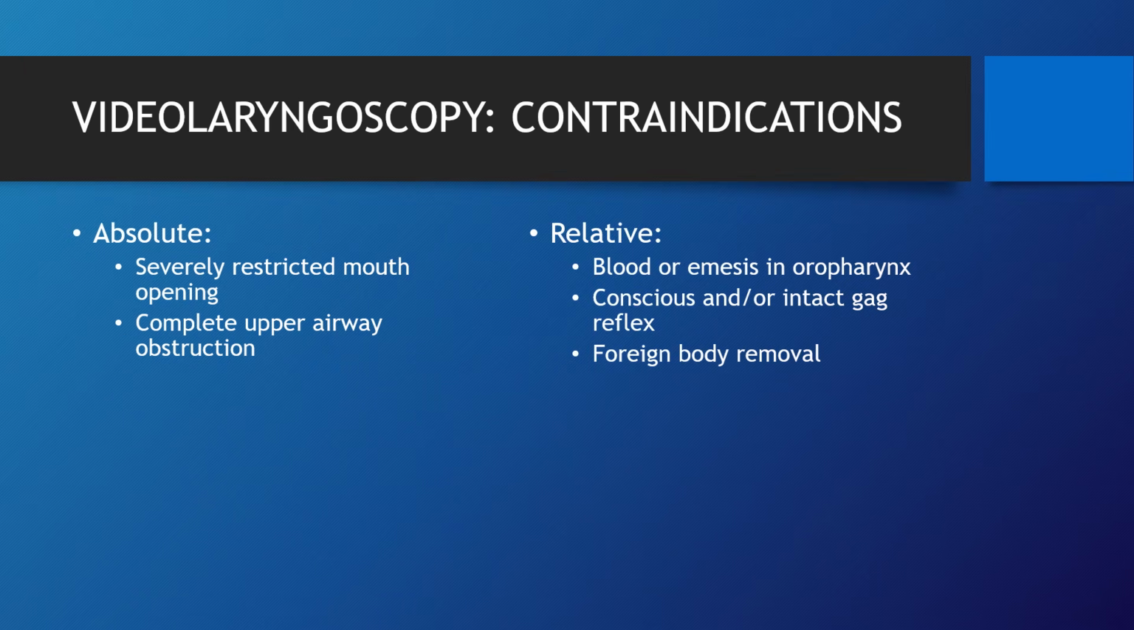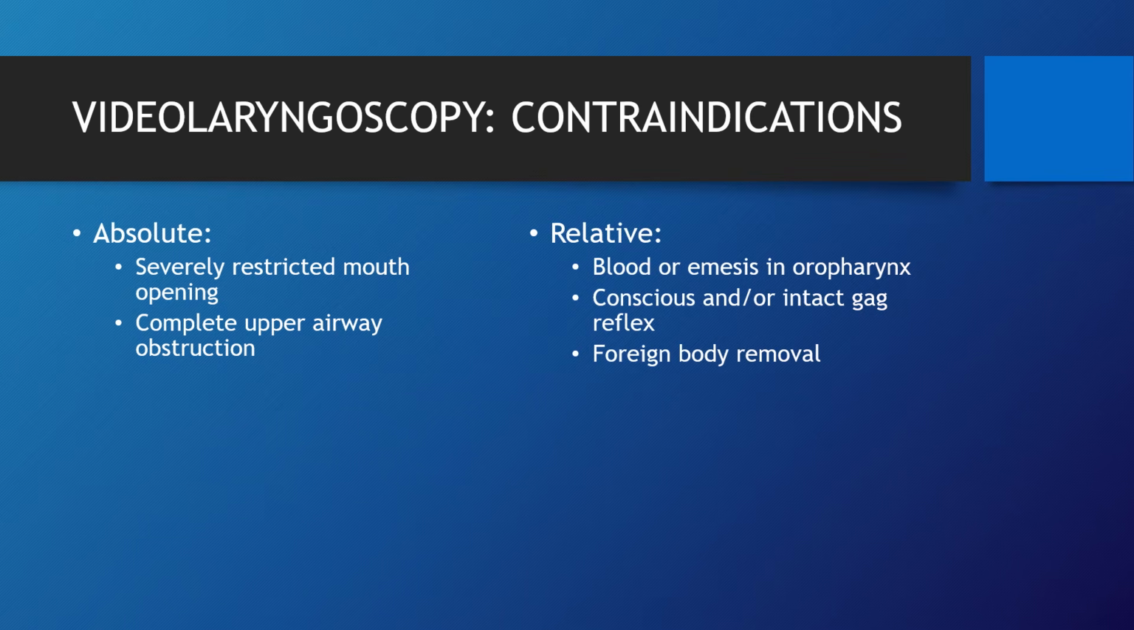Moving on to video laryngoscopy, we'll start with contraindications. The absolute contraindications for video laryngoscopy include severely restricted mouth opening and complete upper airway obstruction, essentially anything that will prevent adequate placement of the laryngoscope.